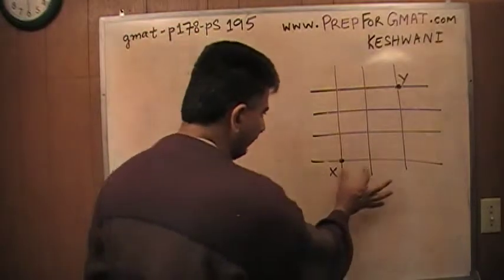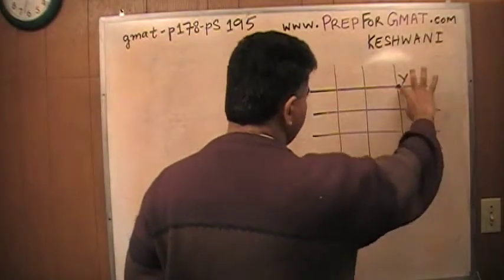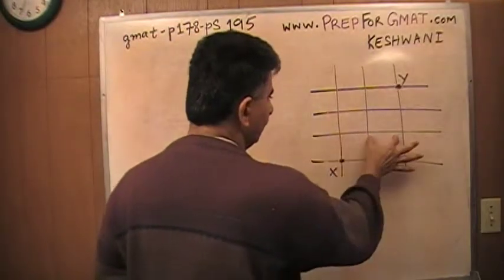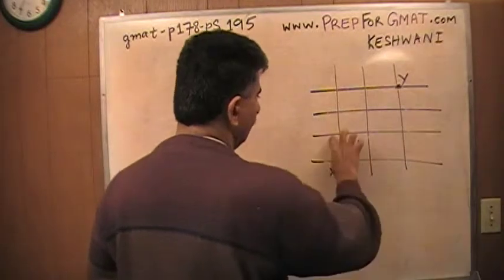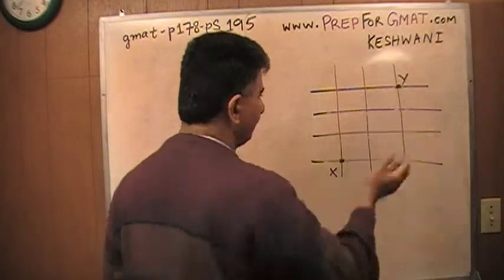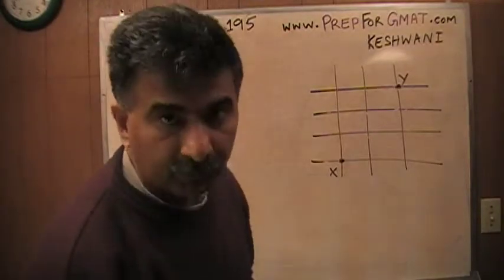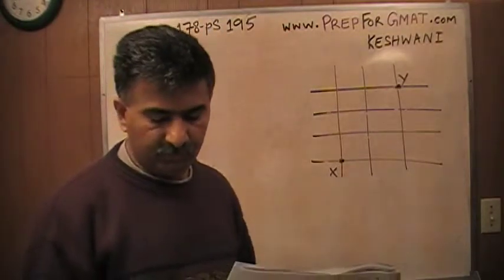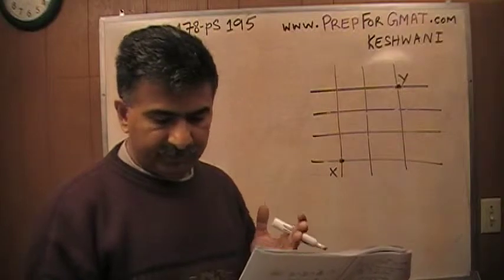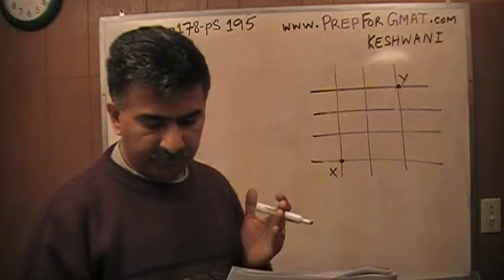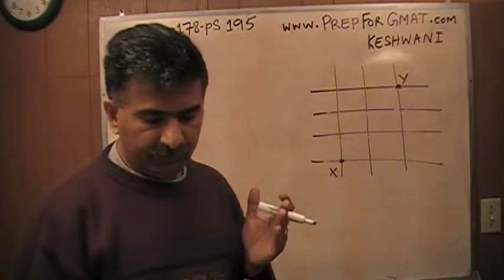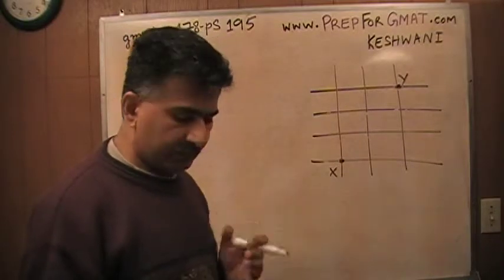You can go 2 blocks this way, 1, 2, 1, 2, 3, or you can go 1, 2, 3, 4, 5. It doesn't matter how you go. 5 blocks is what you want to travel if you want to minimize the distance that you're going to take. It says how many different routes from X to Y can Pat take that have the minimum possible length. The minimum possible length, as I said, is 5 blocks.